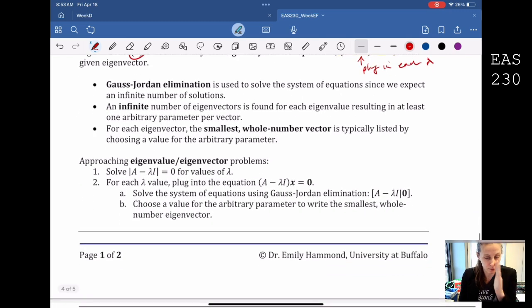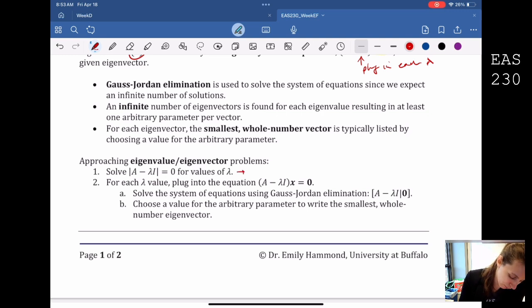Okay, so here's our process for solving eigenvalue and eigenvector problems. Solve the characteristic equation for lambdas. You will have multiple lambdas, so just keep that in mind. It's not just one lambda value. It's multiple, depending on how big your matrix is. A 2 by 2 has 2. A 3 by 3 has 3. A 4 by 4 has 4, etc. And then we're going to solve that many systems of equations. So plug each lambda value into this equation and solve for x.